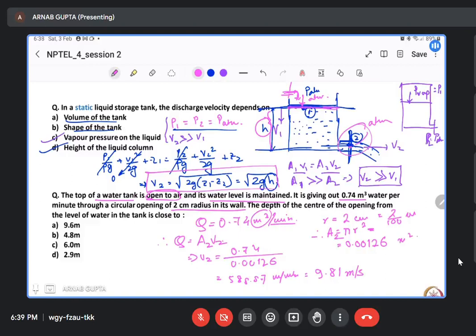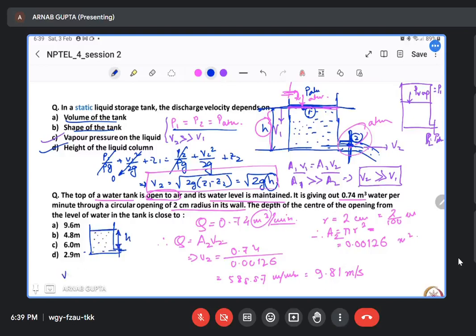Now the question asks the depth of the center of the opening from the level of water. So a depth of the center of the opening from the level of water in the tank. So they are basically asking the value of H. If this is the opening, so this is the level of the opening and this is the level of water. So this is the depth that they are asking. That is nothing but your H.